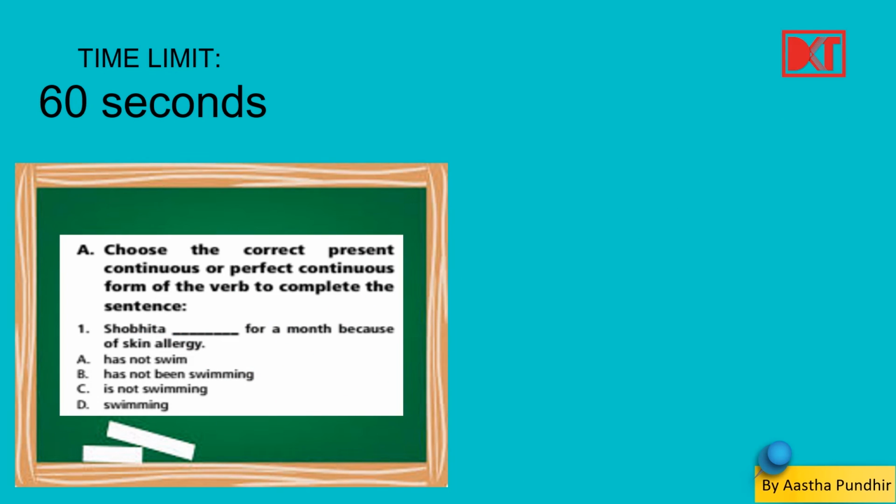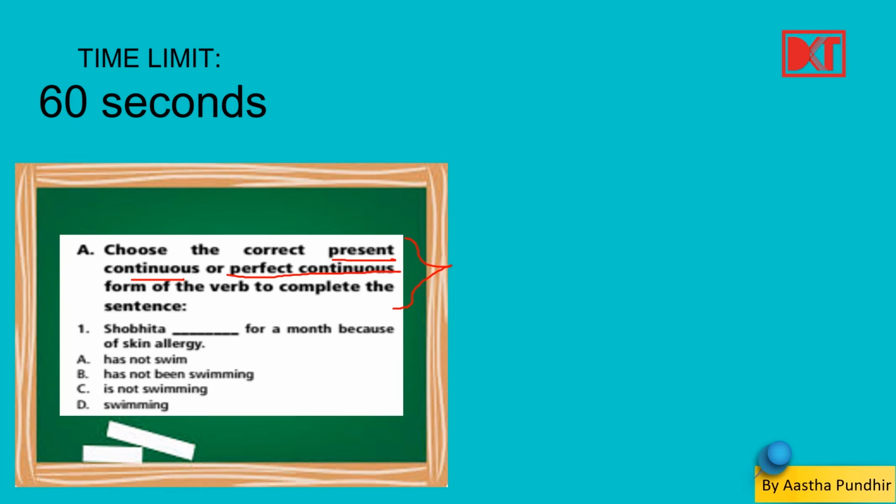Okay, so here let's start with the questions, tenses. The first category of questions says, choose the correct present continuous or perfect continuous form of the verb to complete the sentence. Let's see. Shobhita dash for a month because of skin allergy. Now here, A, has not swim, B, has not been swimming, C, is not swimming, or D, swimming.